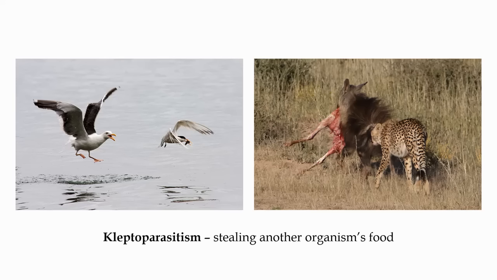Kleptoparasitism is a behavior in which an organism steals food that another animal has already gathered or caught, which saves the kleptoparasite the time and effort of collecting its own food. While many animals will steal food if given the chance, some species specialize for it to the extent that kleptoparasitism accounts for a significant part of their diet.